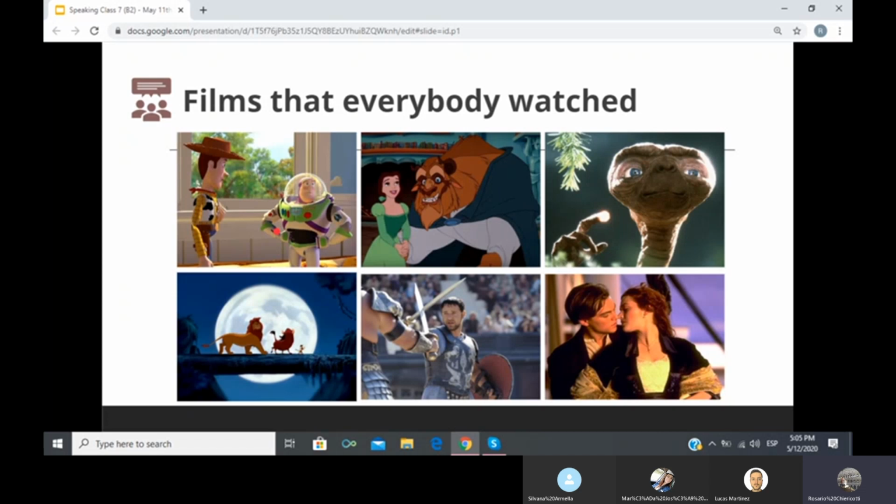That's why I put them here, because I want you to retell, not the whole film because it will be a lot, but maybe the main idea of the film, or maybe your favorite part in some of these films. Okay, we're going to speak about all the films. So let's speak about Toy Story.